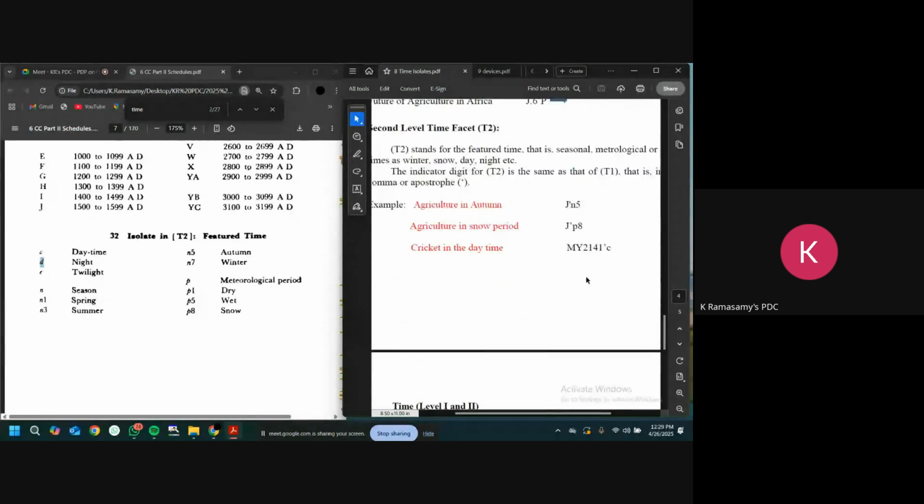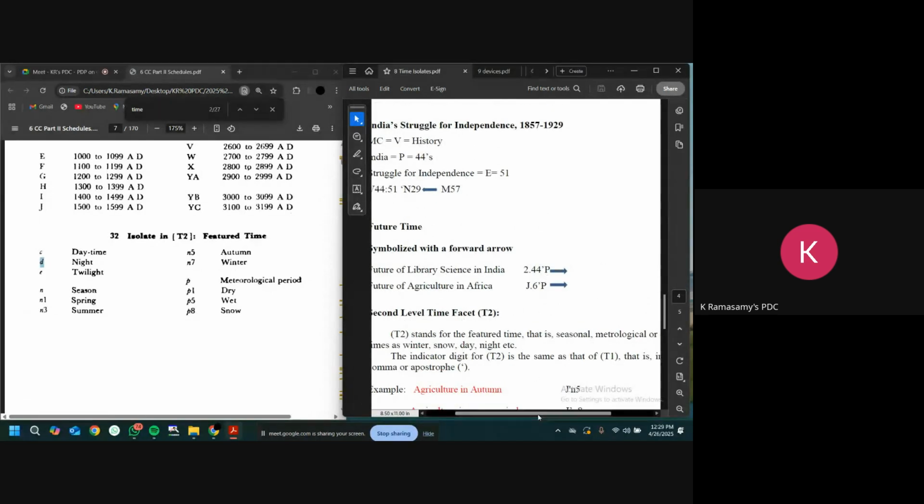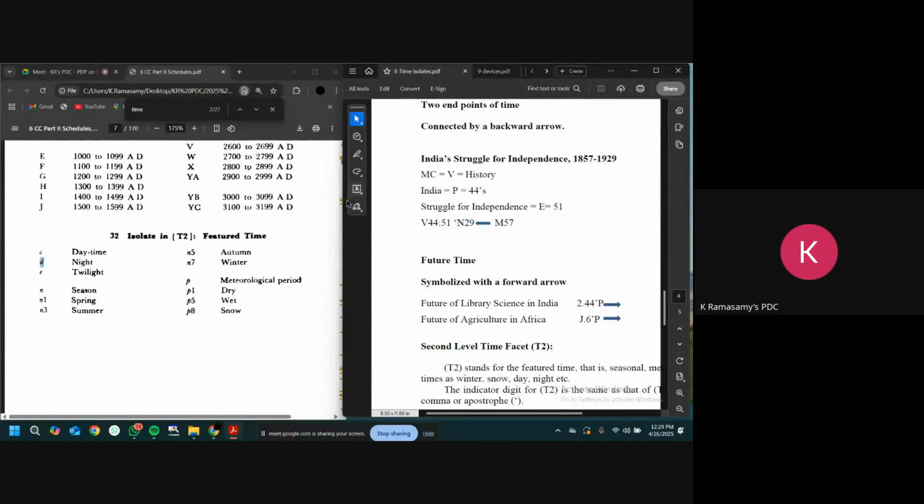Okay, you can ask the question, sir, if I want to mention 2 different periods, how to mention? For example, there's a book called Struggle for Independence from 1857 to 1929. I want to mention starting year and ending year. Very simple. You put the latest year, then put a backward arrow and put the earliest year. 1857, M57, 1929, N29, you put a backward arrow. That is from 1857 to 1929. This way you can coin duration of years from one year to another year.